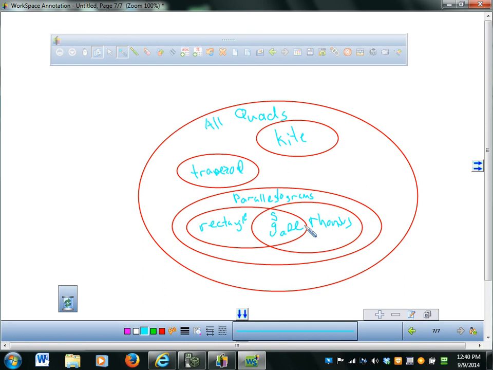So I'll let you start on your tarea. That's Spanish for homework. I'm learning that from my sixth grader who's taking Spanish.